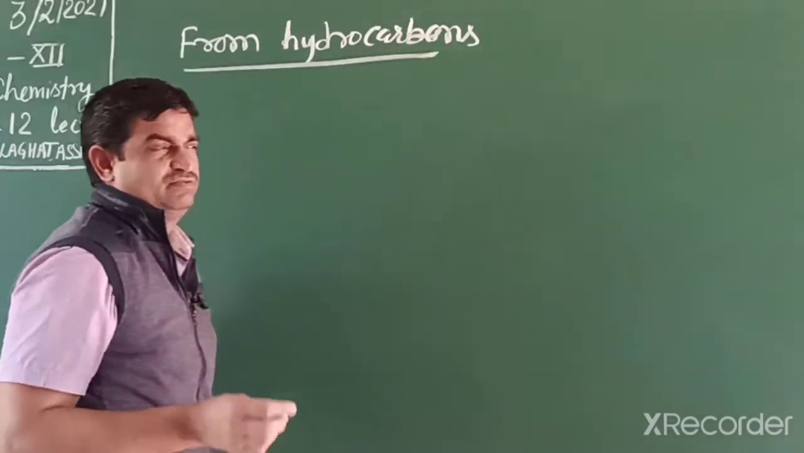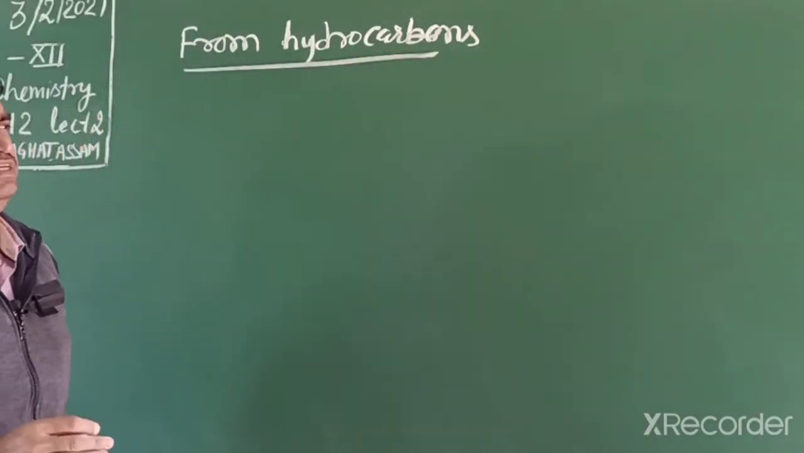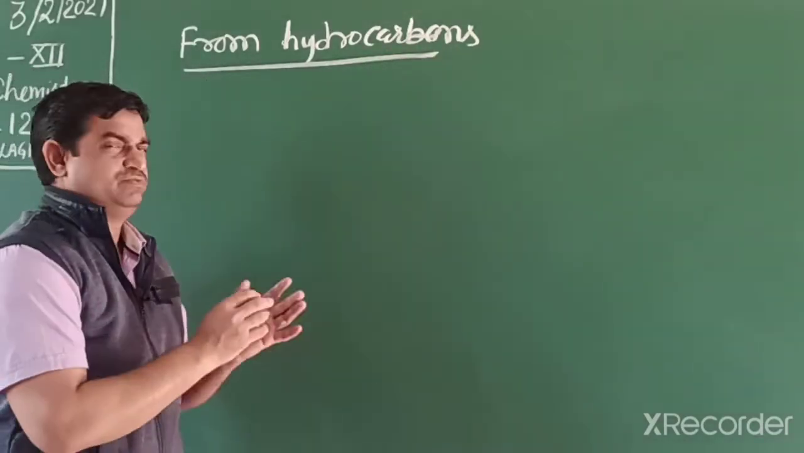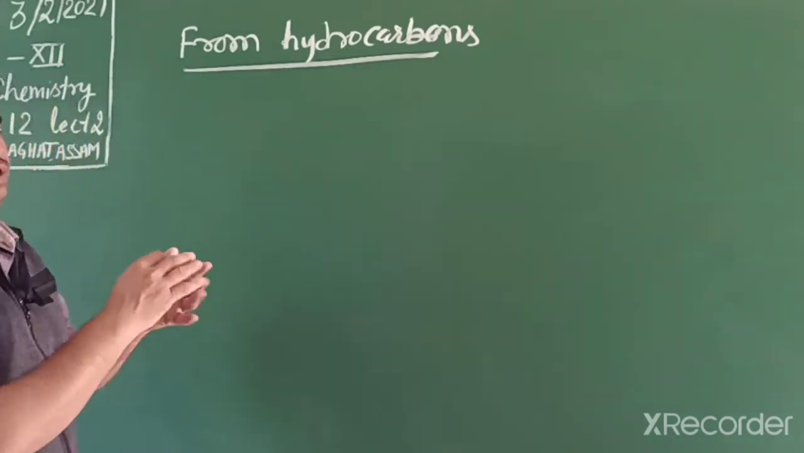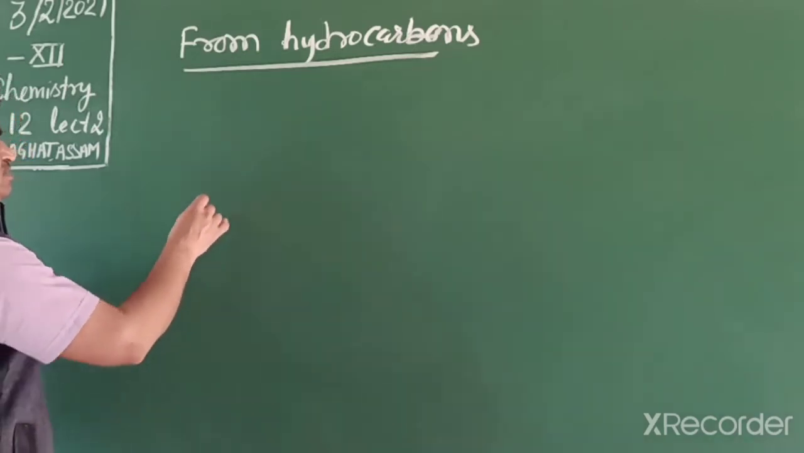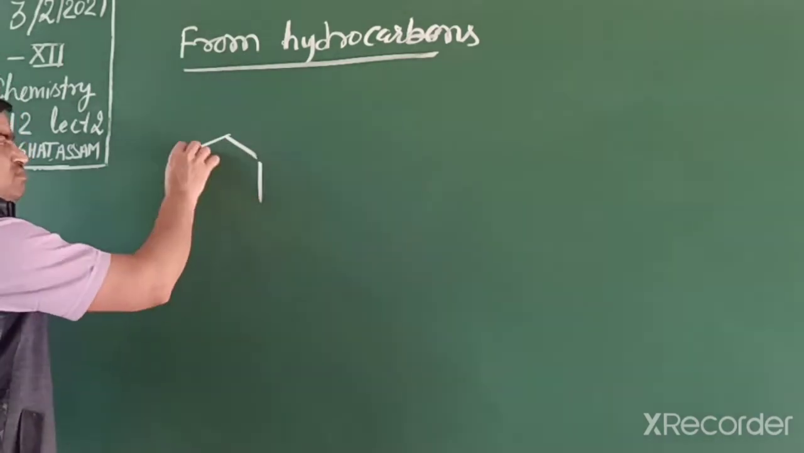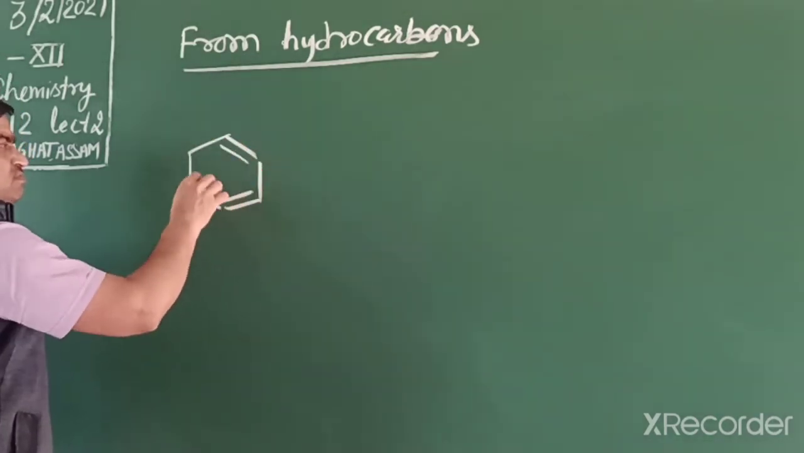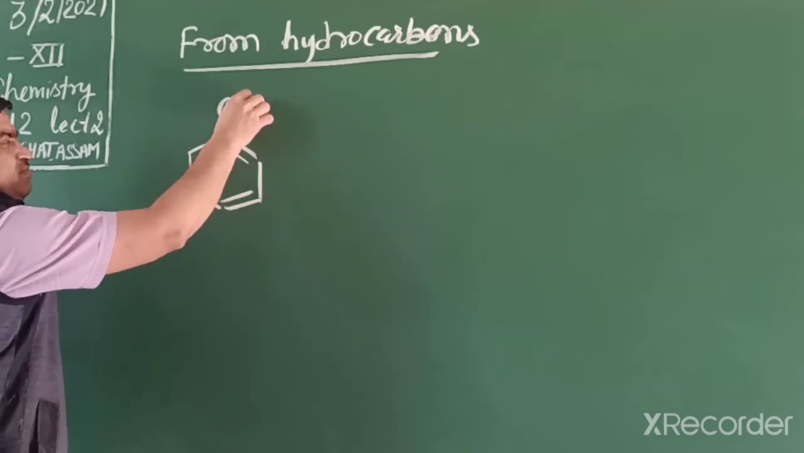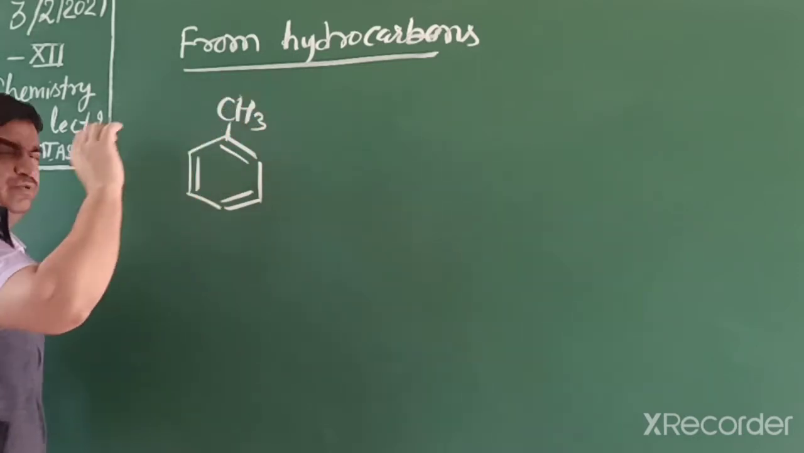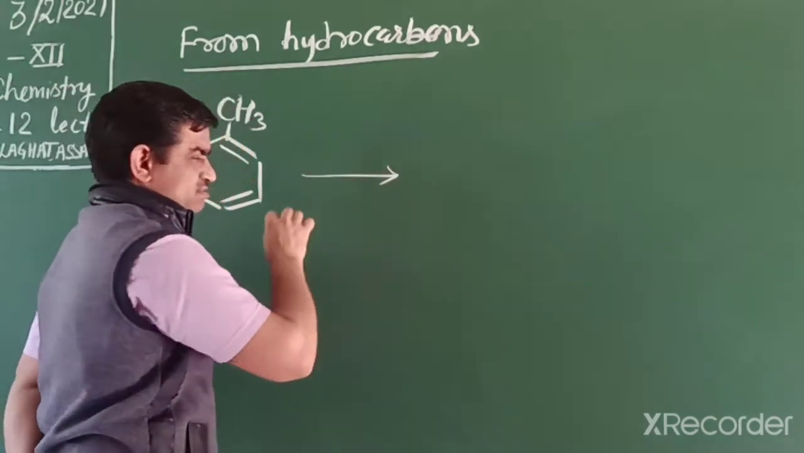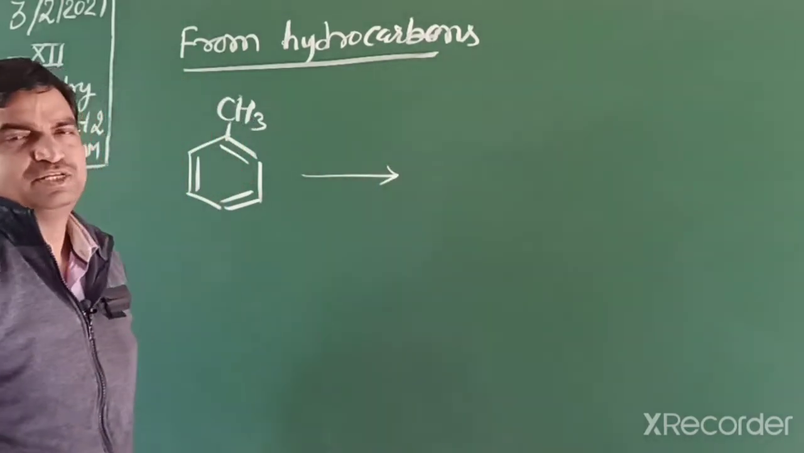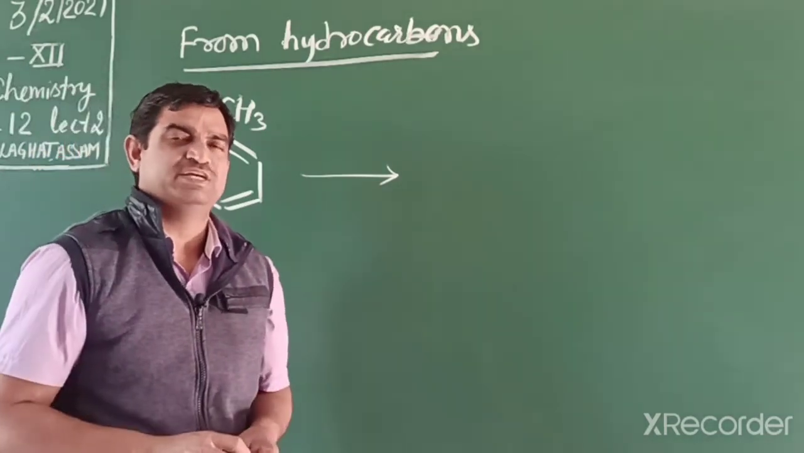From hydrocarbons, if we want to prepare aromatic aldehyde, meaning benzaldehyde, then we have to take an aromatic system, toluene or another substituted substance, like this methyl benzene, and we want to convert it into aldehyde. So what reagent do we select? For preparation of aldehyde we have two or three methods.